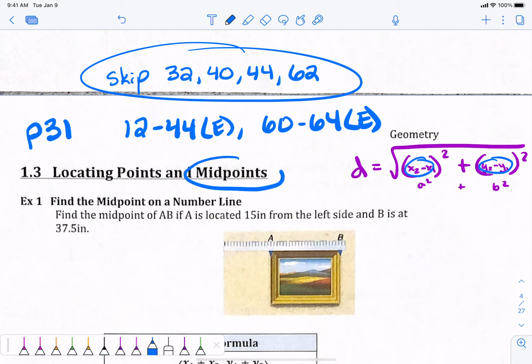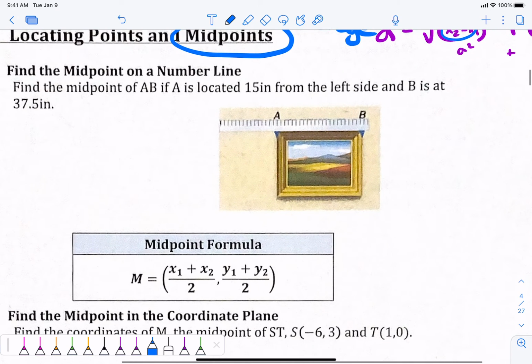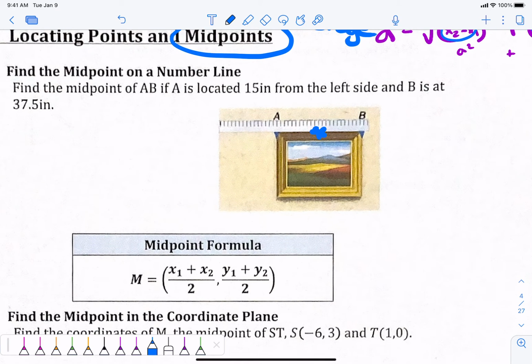When we're doing the midpoint, it's like finding the average, okay? If I say, here are 2 grades that you have in my grade book, find the middle or the midpoint of them, you're going to find me the average, right? So here we have an example, and I have literally done this before. They say to find the midpoint. We're trying to find a spot that is exactly in the middle of this picture frame so I can hang the nail. And they tell me that A is 15 inches from one side and B is 37.5 inches from the same side. And I want to find where exactly the middle of them is.